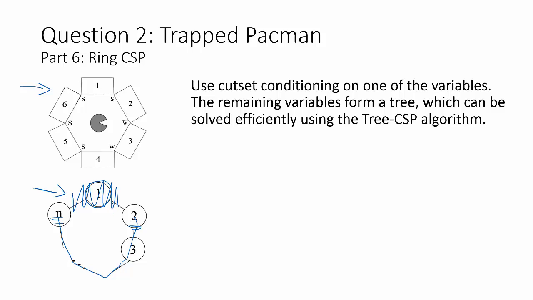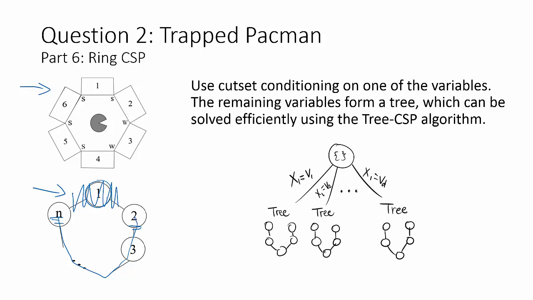Here's a diagram representing how the search will look like. At the top, we have no assignments yet. Each of these branches corresponds to the assignments on the cut set variable, and the structure remaining at any point in the branch here is a tree. So we can run the tree CSP algorithm to solve this efficiently.